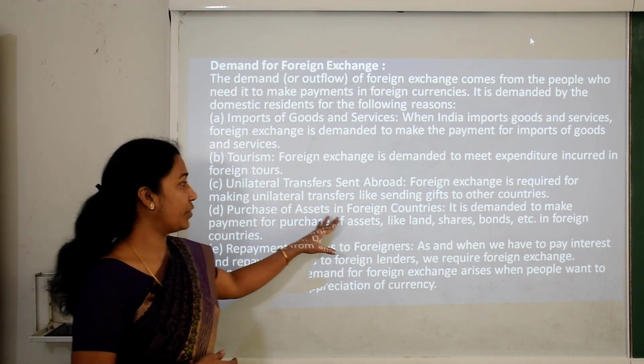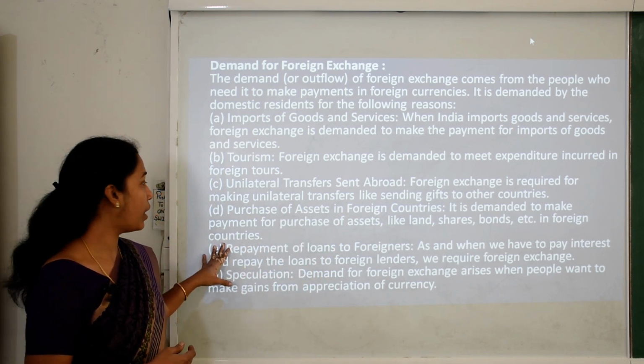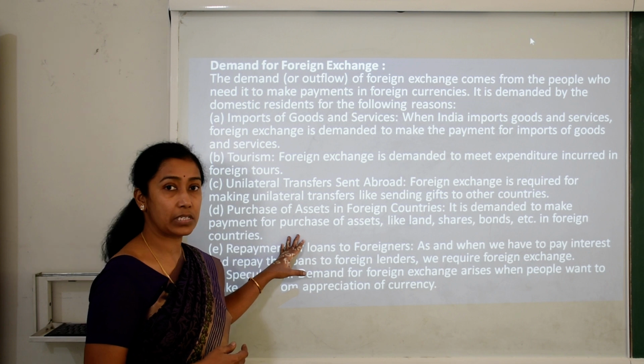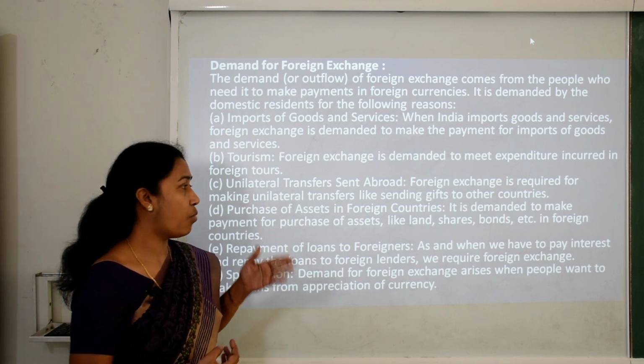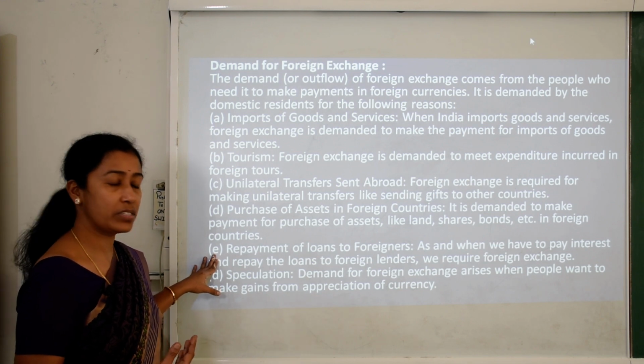Fourth is purchase of assets in foreign countries. When a resident makes payment for purchase of assets like land, shares, bonds, etc. in foreign countries, foreign exchange is demanded. It is a part of investment.